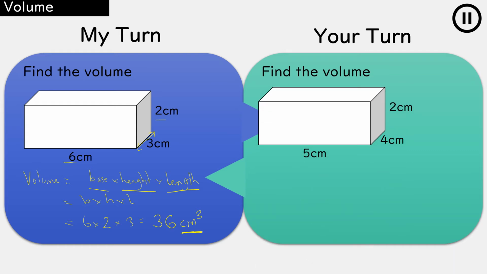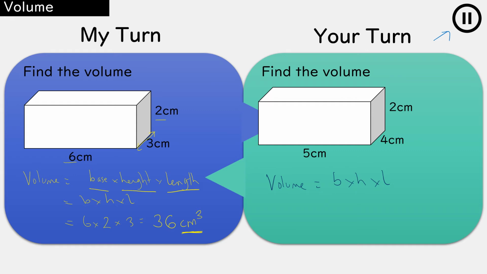You've got a chance to have a go at a question here. Pause your video, have a go at that, and then we'll go through the answer together. Okay, let's have a look at the answer. Volume equals the base times the height times the length. So let's write out the formula. And now let's plug in those right values.